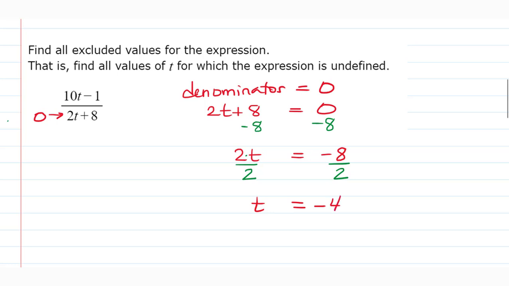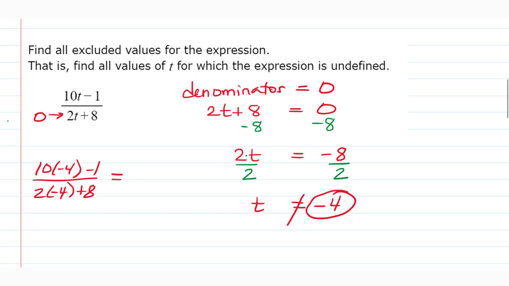So what is it that we just found? We found the one number that t is not allowed to equal, the restricted value -4. Why is it not allowed to equal -4? Because if we plug in a -4 into the expression for each t, let's see what happens here.